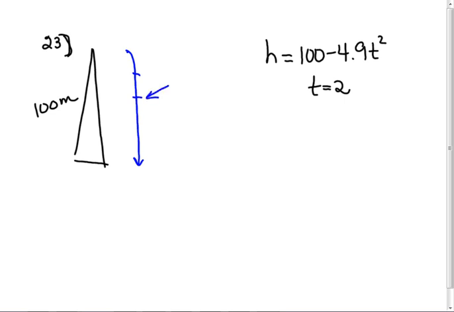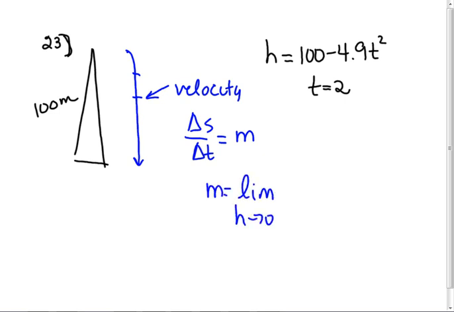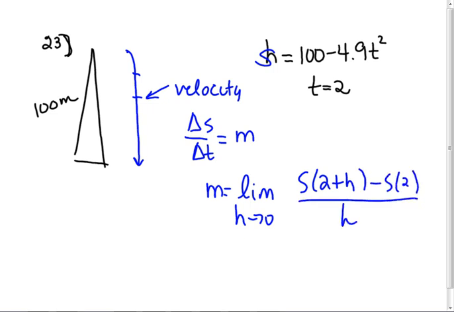I want my velocity there, which is the change in the distance divided by the change in the time. So you're going to have to do a derivative. It's the slope of the tangent line. So it's going to be m is equal to the limit as h goes to 0 of, this is going to be 2 plus h, sorry, let's call that s so I don't get that mixed up. s of 2 plus h minus s of 2 all over h. That's equal to your velocity. That's what you have to do.